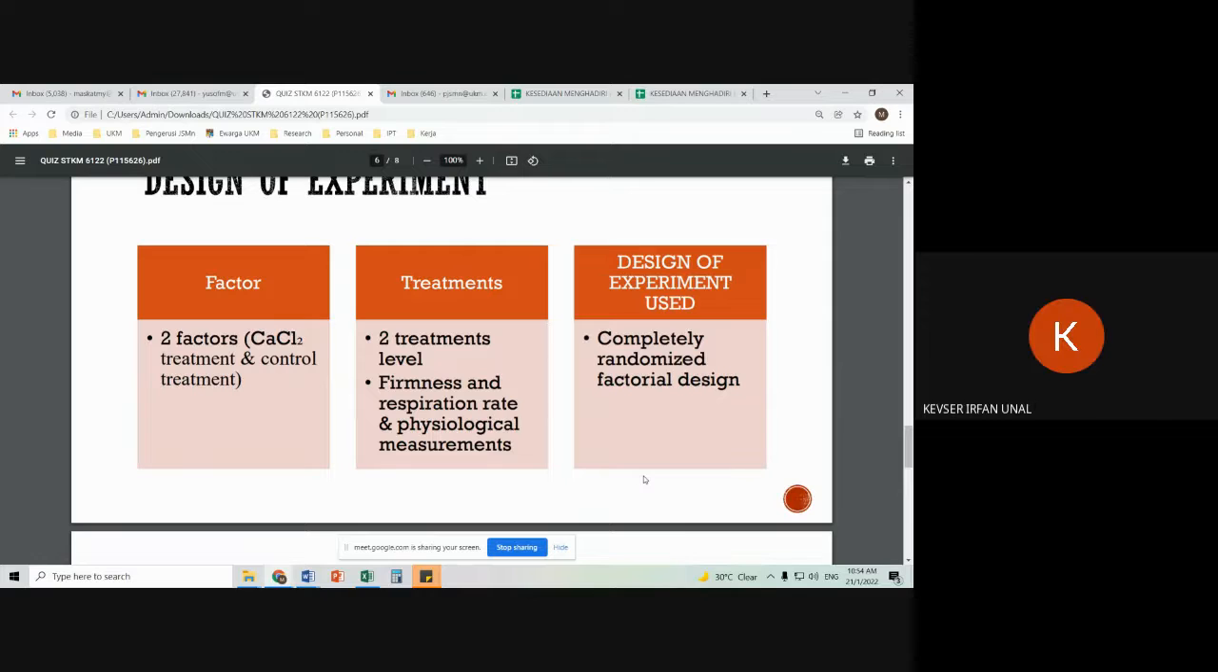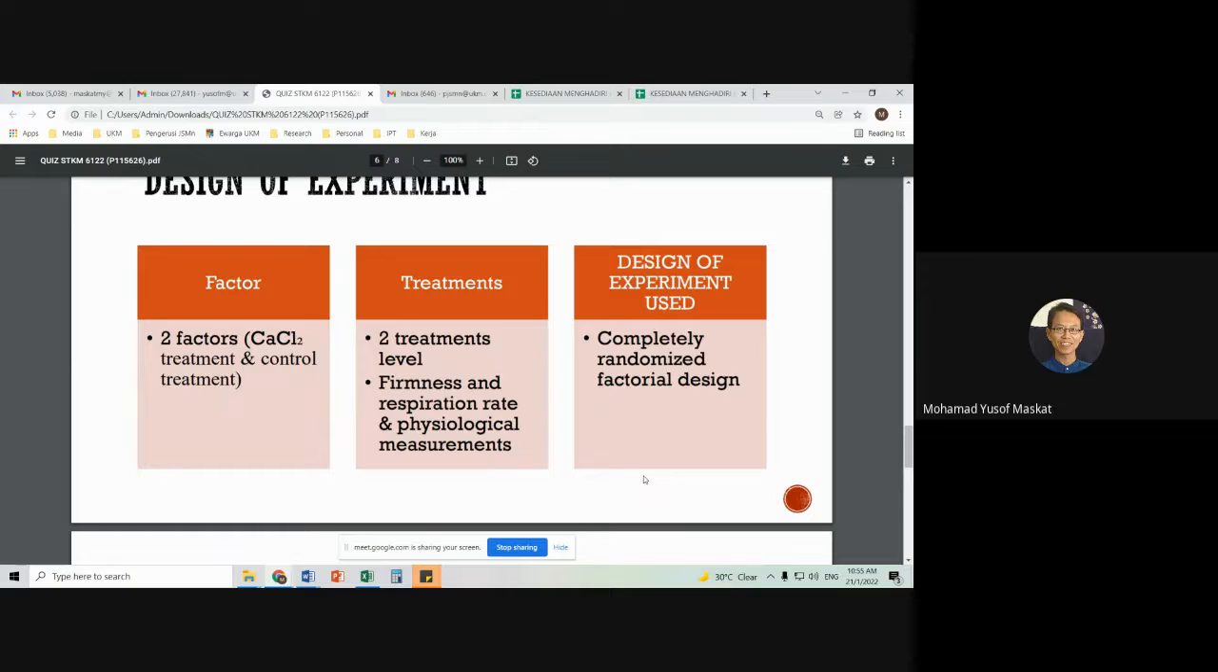Prof, I have a question. So if this is a one factor experiment, then just now you said it shouldn't be CRFD. It should be a block design, right? I mean, one factor design. Yes. So what's the difference between the one factor design and a block design?